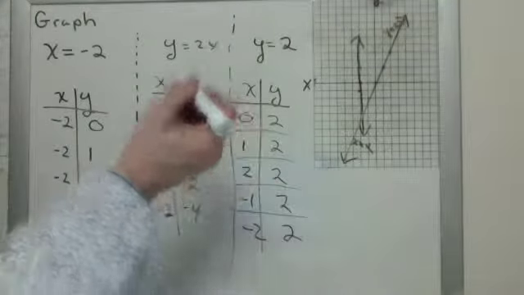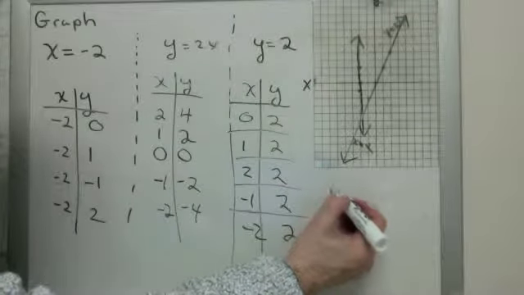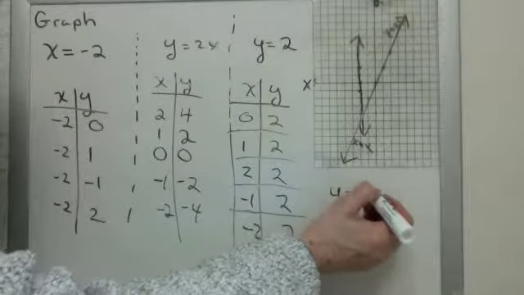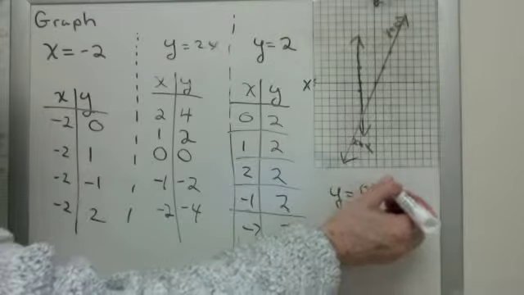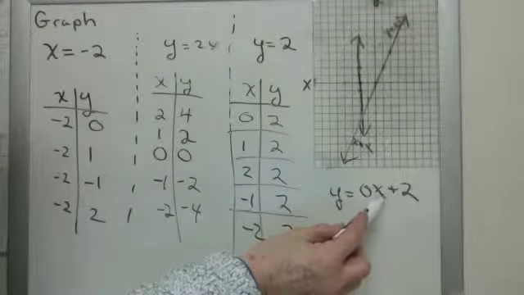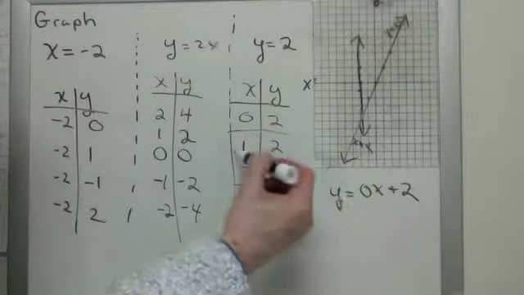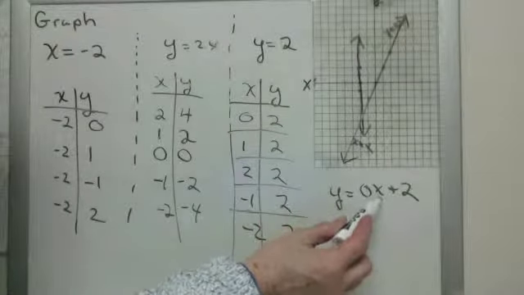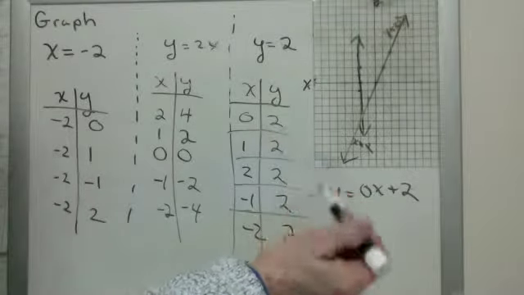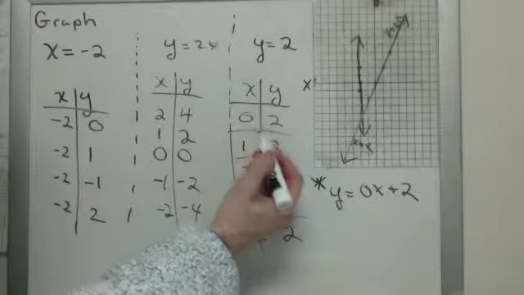Any numbers you want. You could think of this, if it helps, instead of y equals 2, you could think of it as y equals 0x plus 2. And then, no matter what I put in for x, what's 0 times 0? 0. 0 plus 2 is 2. What if I put 1 in? 0 times 1 is 0, plus 2 is 2. So this might be a nicer way to look at that graph.